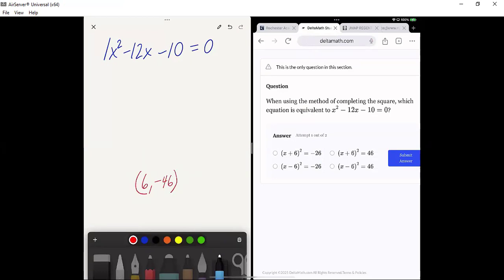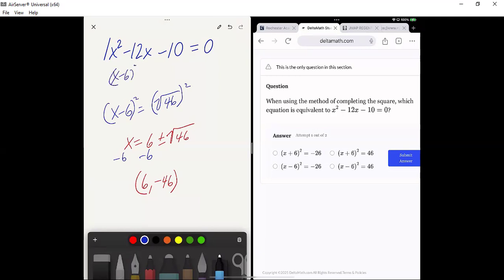So that means my answer is going to be x equals 6 plus or minus the square root of 46. Now, that's it, right? But what I'm going to do is work backwards. So I'm going to subtract 6 from both sides. That leaves me with square root of 46. Now, in order to get rid of the square root, I am going to square both sides. So basically what I have is x minus 6 squared equals 46, right?